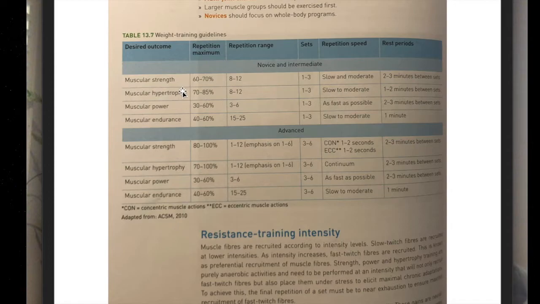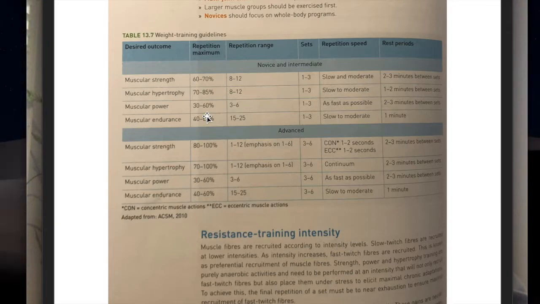Whereas if I want growth in the muscle, then I need to have that weight between 70 and 85%. If I want to improve power, I actually want to bring the weight down to between 30 and 60%. And if I want to promote the endurance of my muscle, then that one repetition max of 25 kilos gets brought down to 40 to 60% of that number when I complete these exercises.